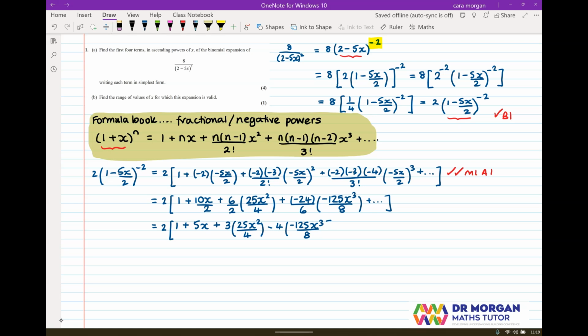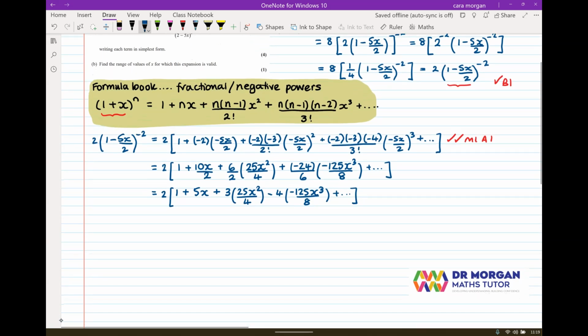The very last thing I want to do is make a mistake, because every mark you lose takes you further and further away from that grade boundary that you really firmly need to be at. So I've got 2 add 10x add, well, I've got 6 times 25x squared over 4. I'm just going to keep it like that for the moment, just to get my thoughts clear. I'm going to multiply the 2 by the negative 4, which is a negative 8, and negative 125x cubed over 8. And then my last step is I'm just going to simplify everything.